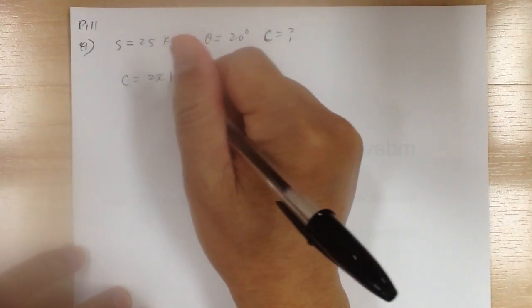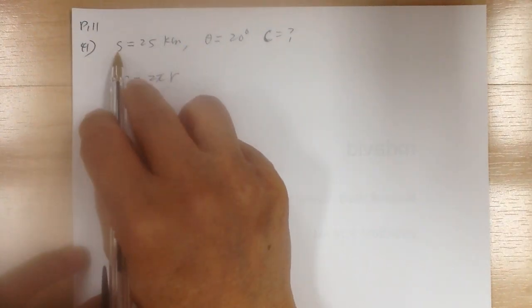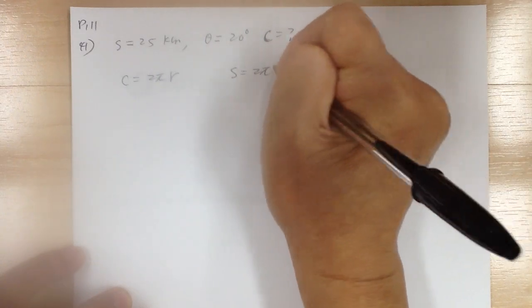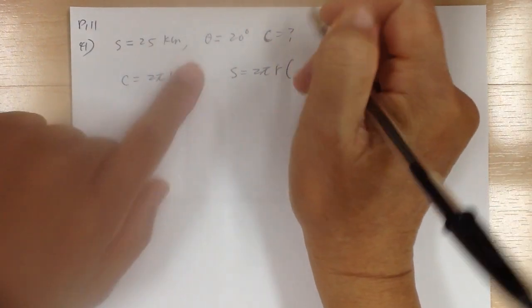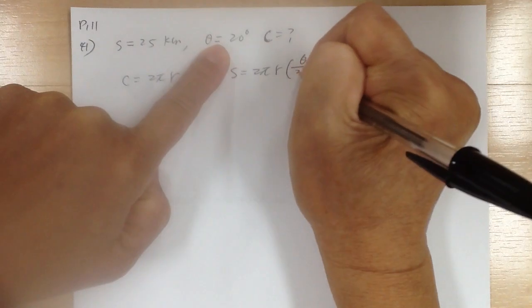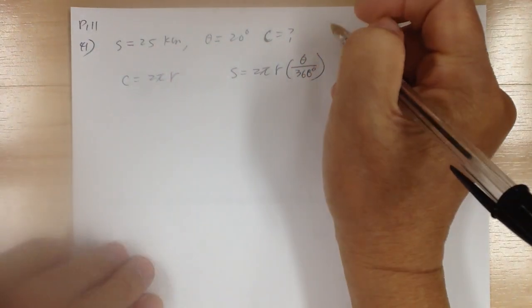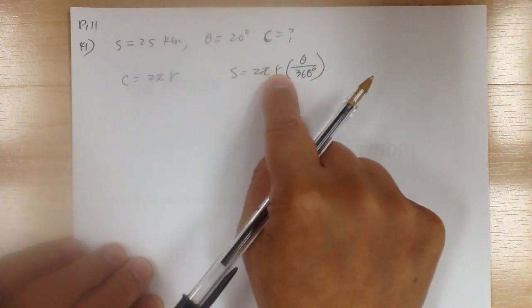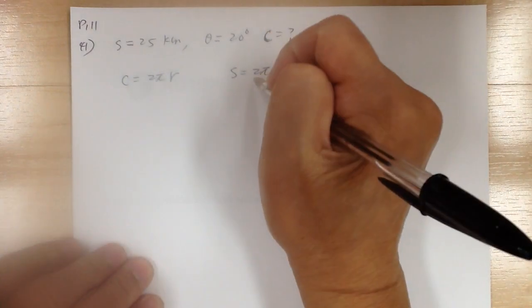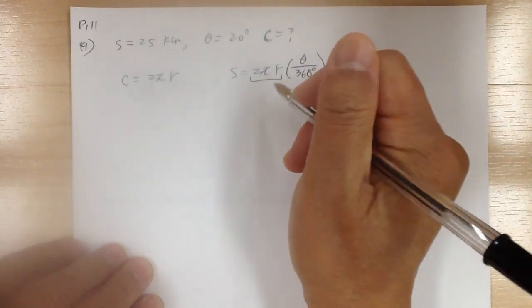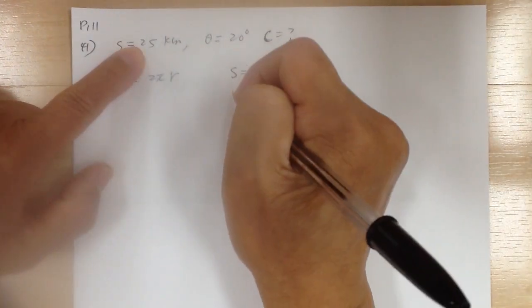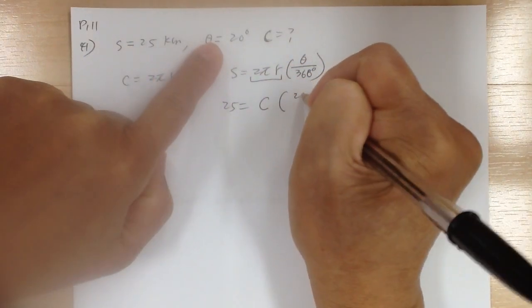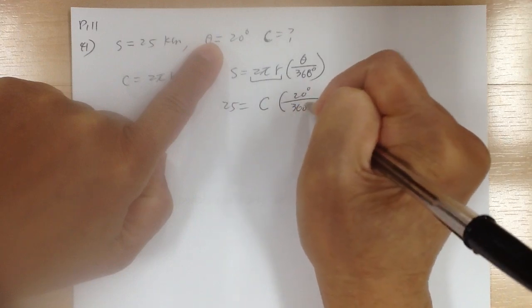And you don't know much of this, so since the S is given, you can use that one. So S equal to 2 pi r, that's the entire circle, times the fraction of it. So it'd be theta over 360. So notice, you don't want to look for this individually. Here's your C right over here. That's your C. So we substitute stuff in here. S is 25 and 2 pi r is C times theta, which is 20 degrees over 360 degrees.